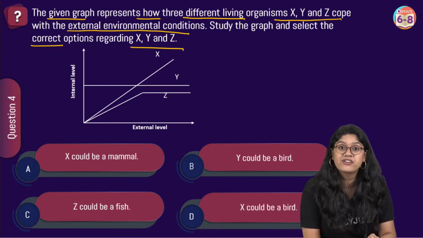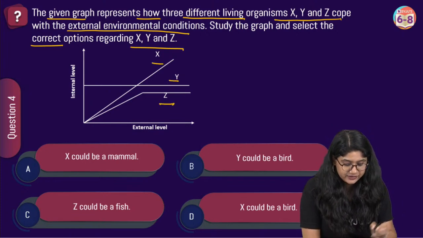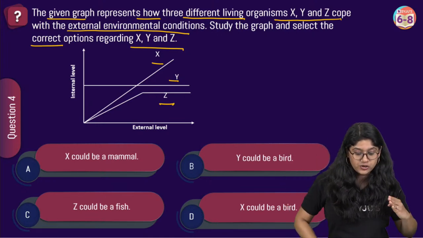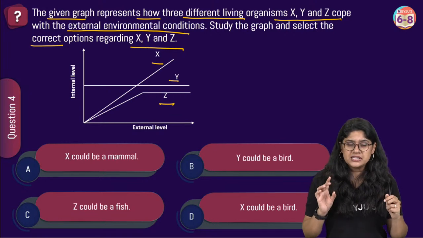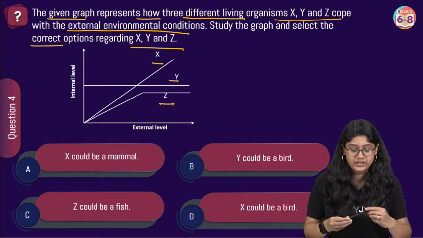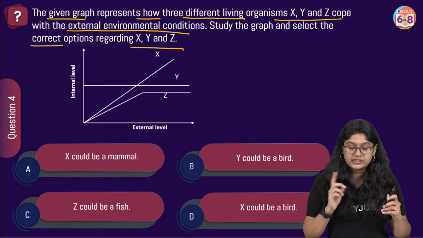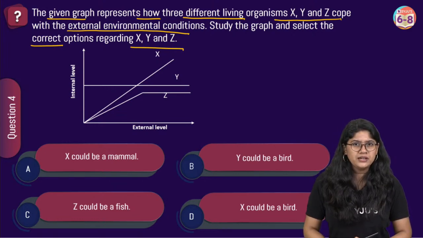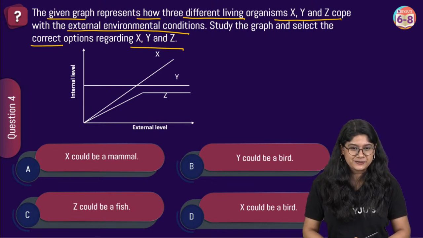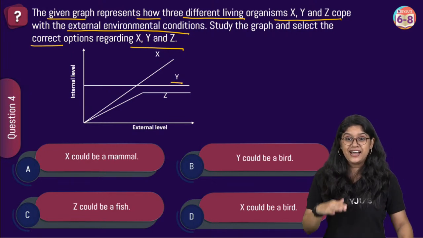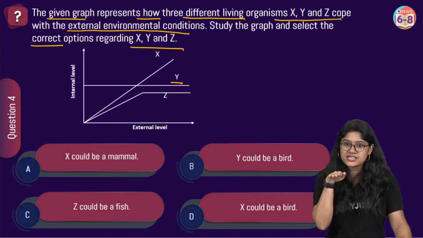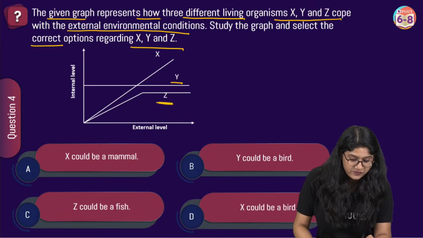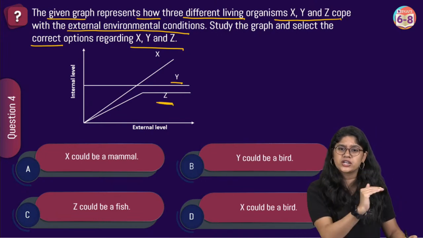So, we have to identify what is X, Y, and Z. See, if you look at the graph over here, the X graph goes like this. So, that means as the external body condition changes, the internal body condition is also changing. Right? So, this cannot be a mammal. In Y, you see that whatever the condition, it is staying stable, static, right? And in Z, we can see it is changing.